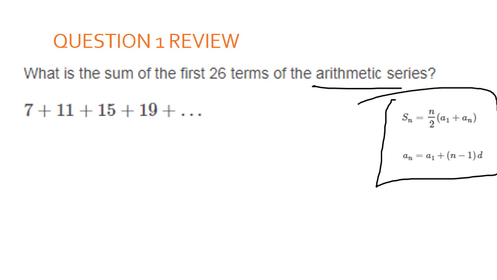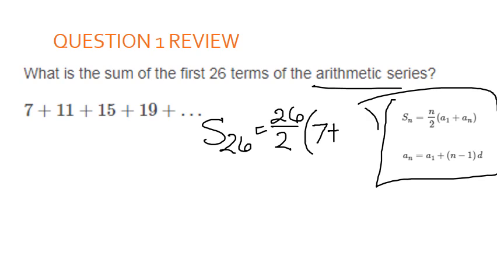Okay, so the sum of the first 26 terms means we're going to take that 26, divide it by 2, times your first term plus your a sub n. Now we have to find that number, so I have to find that a sub 26.